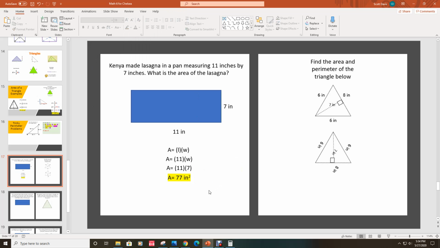Okay, that's a really big lasagna, it feels like. I don't know. I'm going to have to measure my next lasagna and see if it's that big.